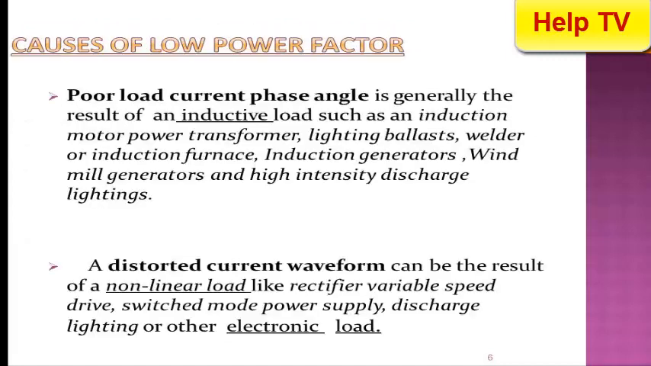Causes of low power factor. Poor load current phase angle is generally the result of an inductive load such as an induction motor, power transformer, lighting ballasts, welder or induction furnace, induction generators, windmill generators and high-intensity discharge lightings. A distorted current waveform can be the result of a nonlinear load like a rectifier, variable speed drive, switched mode power supply, discharge lighting or other electronic load.